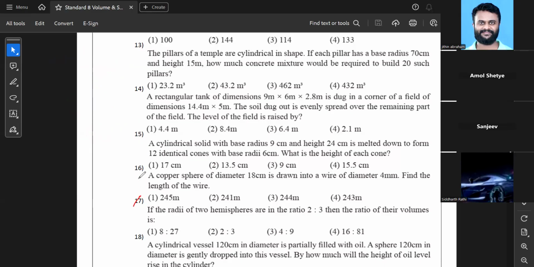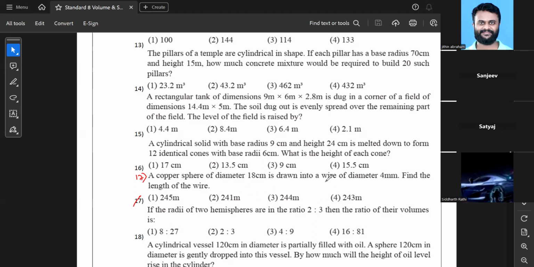Now let's go for the 17th problem. A copper sphere of diameter... So I had a doubt in this one. I'll explain the whole sum. A copper sphere of diameter 18 centimeter is drawn into a wire of diameter 4 millimeter. Find the length of the wire.